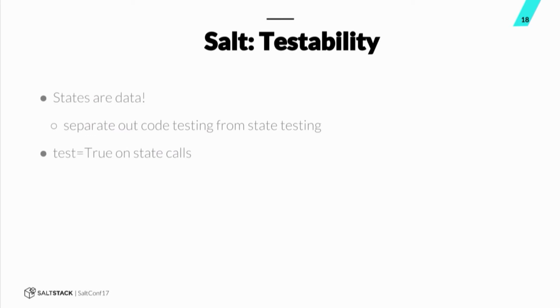And so this means that you can separate all your code testing from your data testing. If you need to make custom state modules or custom execution modules, you can test them separately from the usage of them. Also, for all of us lazy people locally testing, you can just run test equals true on stuff, and it'll tell you what it's going to do.